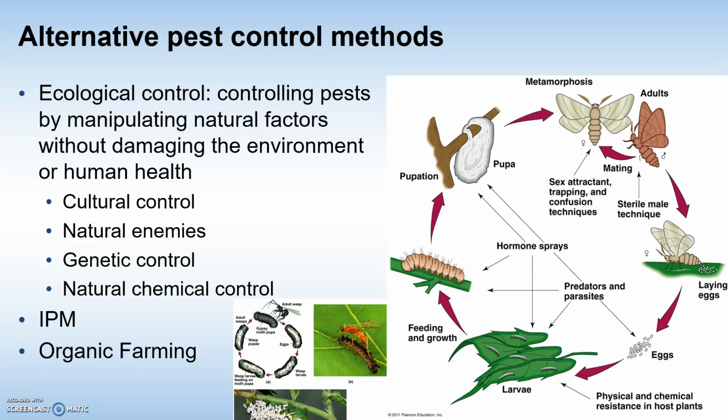There are 4 categories of ecological pest control, and they're listed on your screen: cultural control, natural enemies, genetic control, and natural chemical control. In terms of cultural control, a non-chemical change of one or more of the environmental factors can actually cause the pest to find the area unsuitable, and they will leave or move away, or they may find that they can't access its target, and hence they leave and move away.